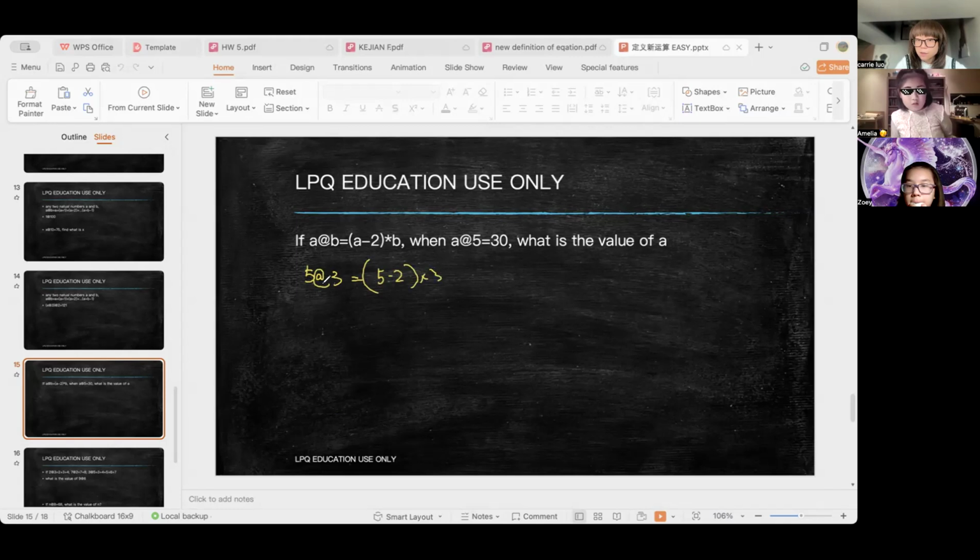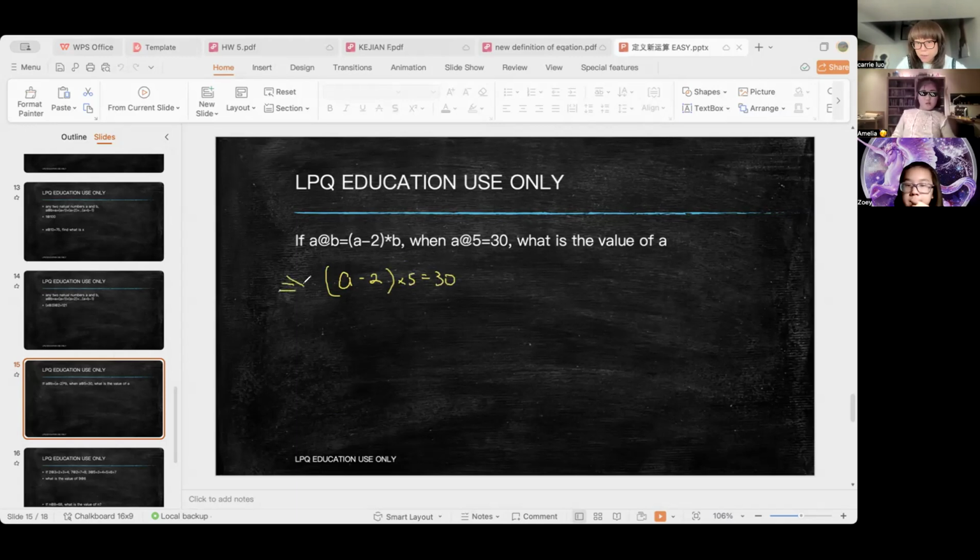对不对？好了，那说明就是这个前面的数减去2乘以3，对不对？So use the number before at minus 2 and times the number after that. So let's take a look at this one. A at 5 equals what? So A minus 2 times 5 equals 30.